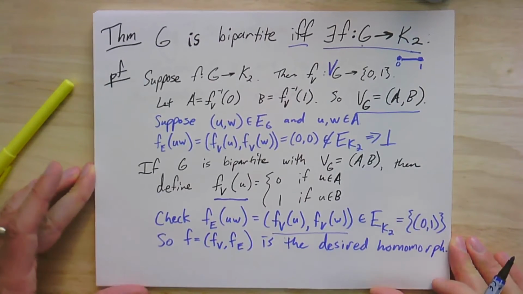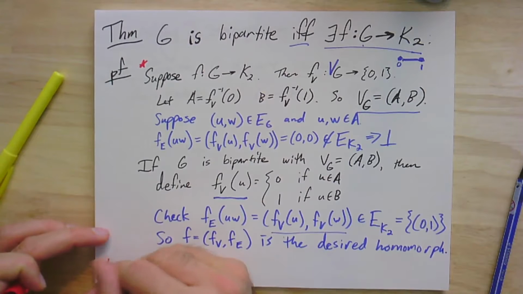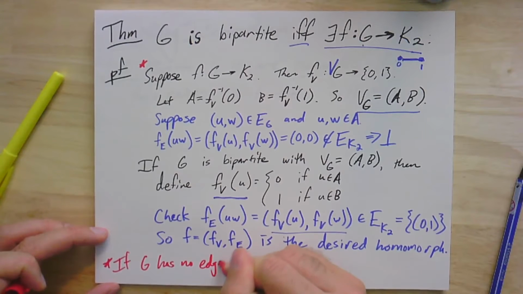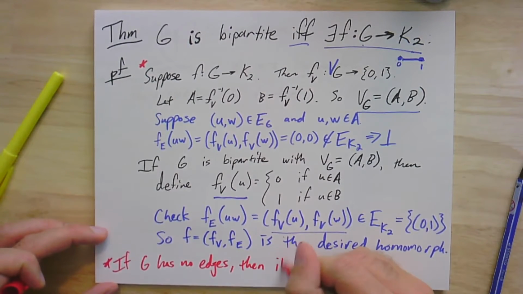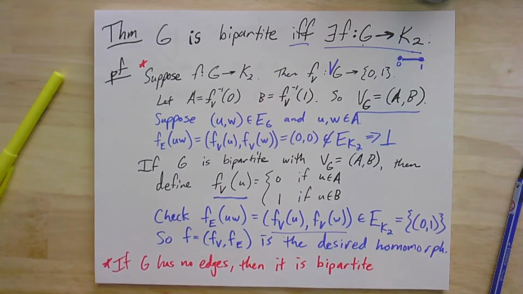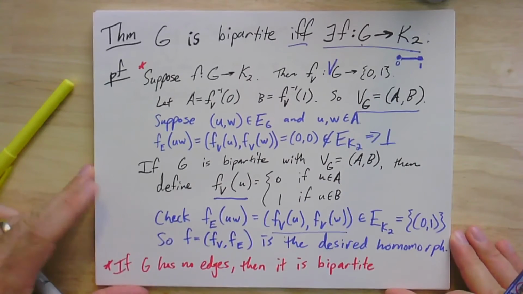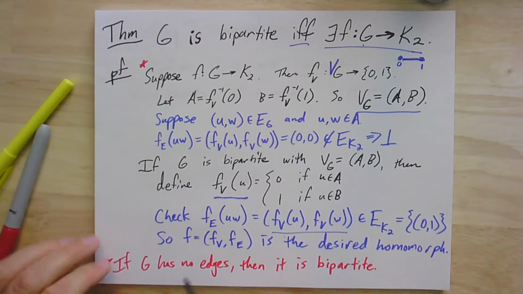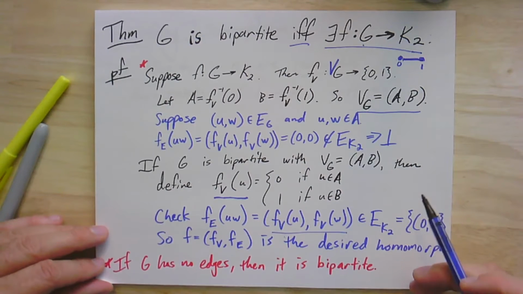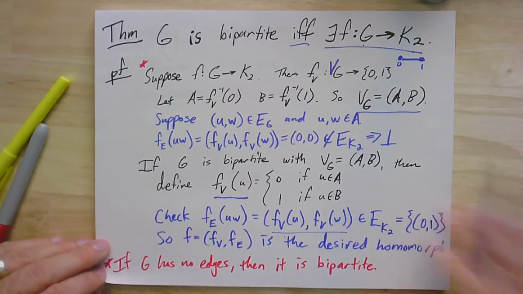Okay, there's one case that I kind of left out here. Let me just put a little asterisk, and it's worth remembering that if G has no edges, then it is bipartite. We didn't work this out in detail, but it's really easy to see that you just leave one of the parts empty, and you still have the case that every edge goes across between the two parts. It just happened to be no edges. So this is the one trivial case that is not covered in this case. But also, if there are no edges, then it's also trivial to have a homomorphism between the two.